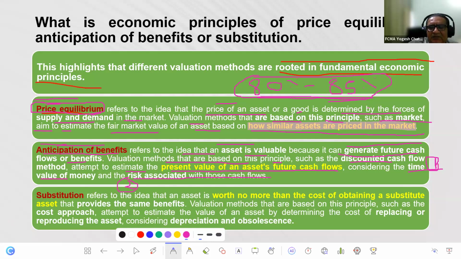And this risk, as we all are aware, is mainly divided into two categories. We have the systematic risk and the unsystematic risk. You all are aware that the measure of systematic risk is beta and the measure of unsystematic risk is alpha. So it is very important to consider alpha and beta in the formation of the discount rate, in determining the risk associated with the cash flow.